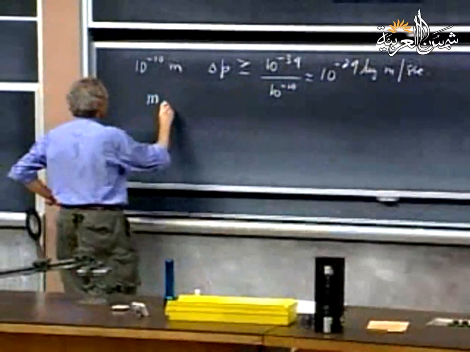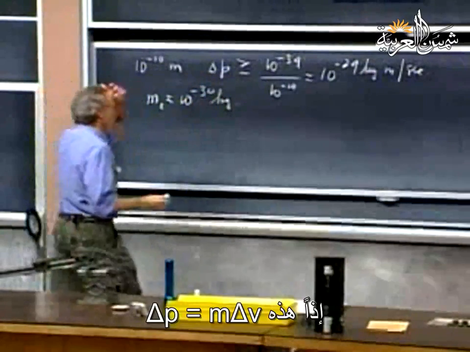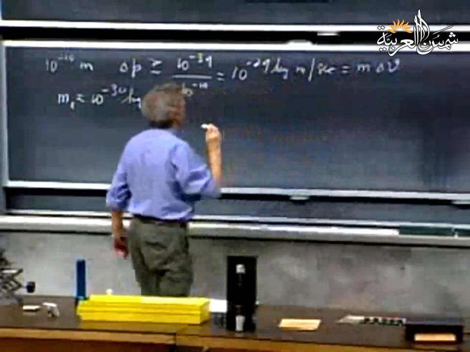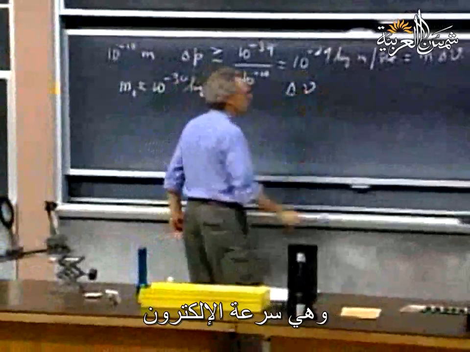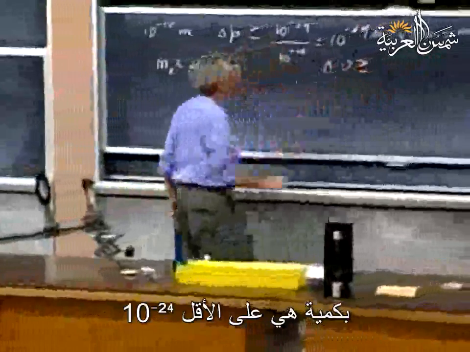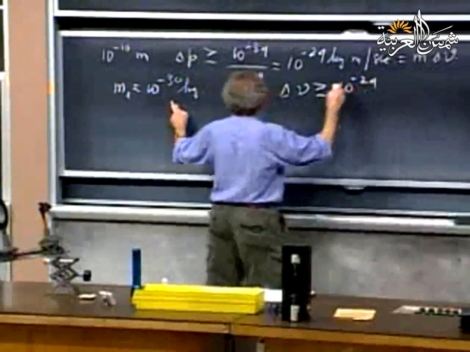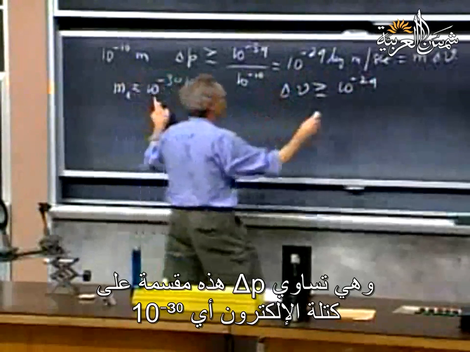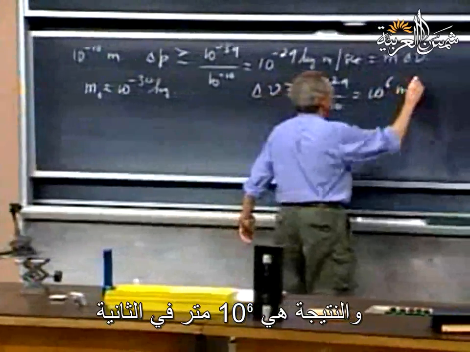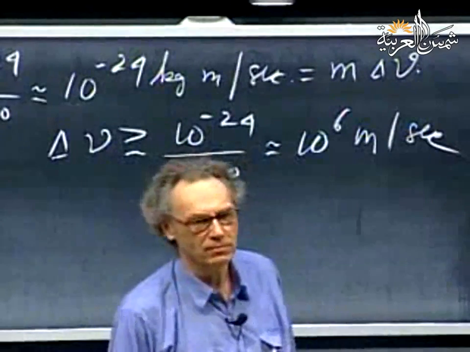What is the mass of an electron? That's about 10 to the minus 30 kilograms. So this, delta P, is also m delta V. So it means that delta V, the velocity of the electron, is undetermined, according to Heisenberg's principle, by an amount which is at least 10 to the minus 24, which is this delta P, divided by the mass of the electron, which is 10 to the minus 30. And that is about 10 to the 6 meters per second. That is 1/3 of a percent of the speed of light.